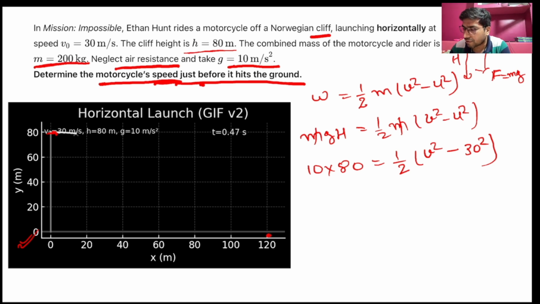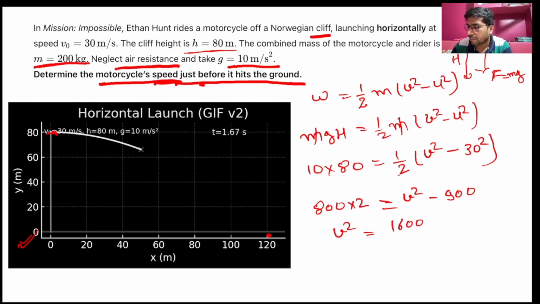So 30 square. Now we can write this one as 8 into 10, 800. This 2 also will come to this side. So 800 into 2 is equal to v square minus 900. So v square is equal to how much? 1600 plus 900. So v square is equal to 2500, and from here v is equal to under root 2500. So directly we can write 50 meter per second.